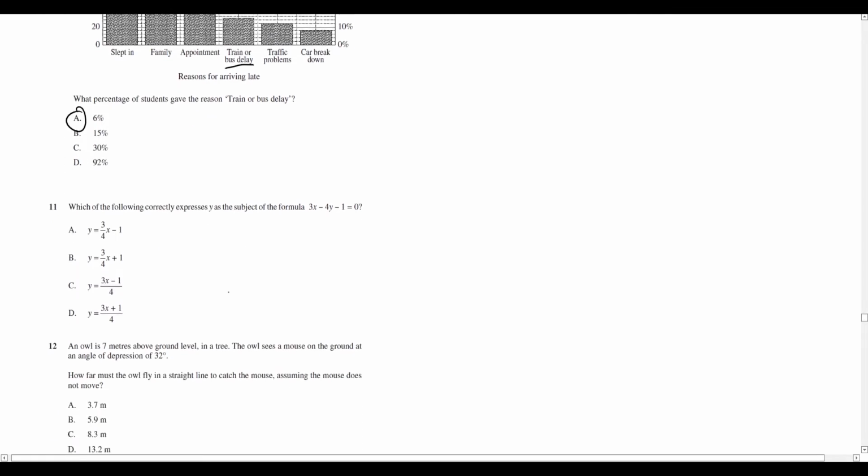Okay, question 11. So which of the following correctly expresses y as the subject of the formula 3x minus 4y minus 1? Okay, so we can quickly solve for y, so I might add 4y to both sides, then we'll have 3x minus 1 equals 4y, and now we'll divide both sides by 4, and then we can rewrite it as y equals (3x minus 1) all over 4, and that gives us option C.